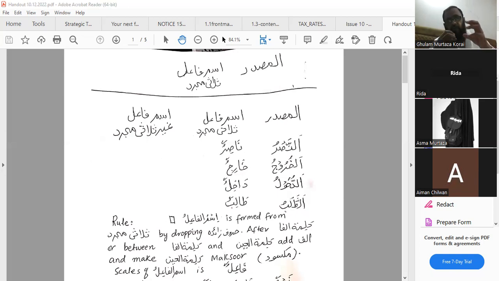You should be very fluent and conversant with all the chapters of Thulathi Mujarrad, Thulathi Mazid Fih, Rubai Mujarrad, Rubai Mazid Fih, and all the Gardans, and keep reconciling the rules with them. Now there's no free time with you. Just keep reconciling.